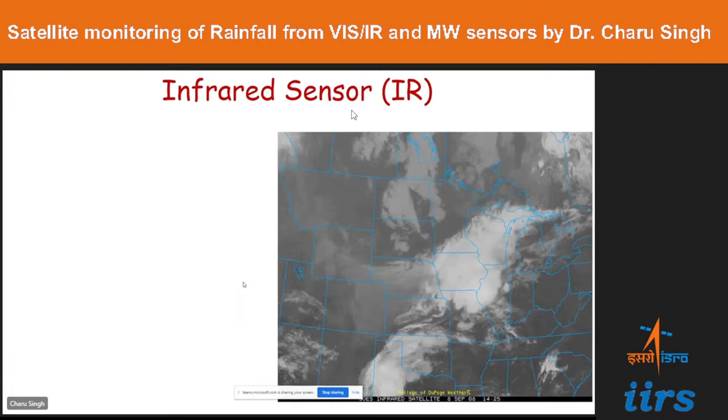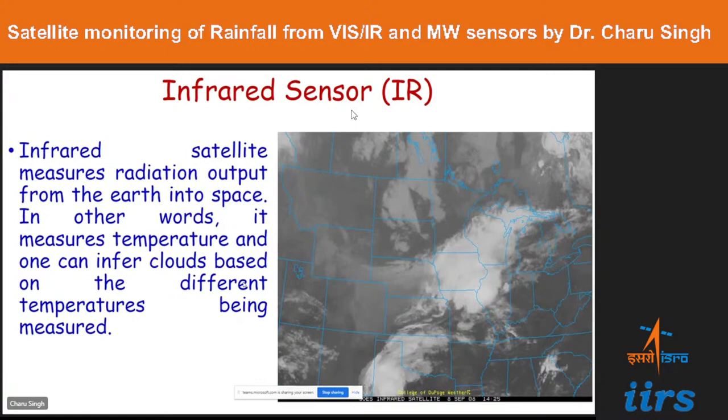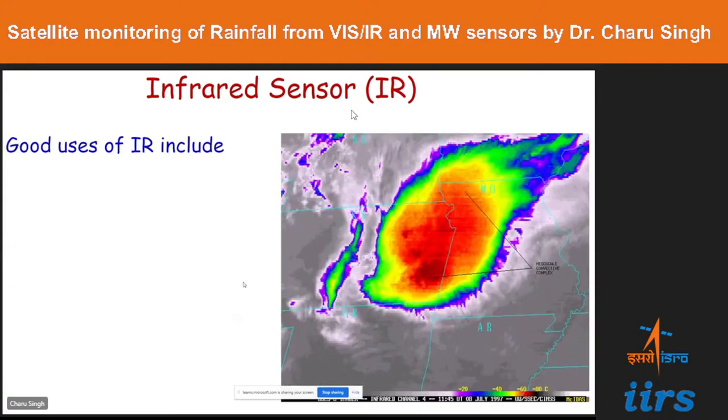Now come to the infrared sensors. So infrared satellite measures the radiation output from the Earth into space. In other words, it measures the temperature, and one can infer the clouds based on the different temperatures being measured. Here are the good uses of IR sensor, that includes nighttime satellite use. Unlike visible sensor, we have the data sets available from the infrared sensor 24/7 because we can use the satellite during the nighttime also.